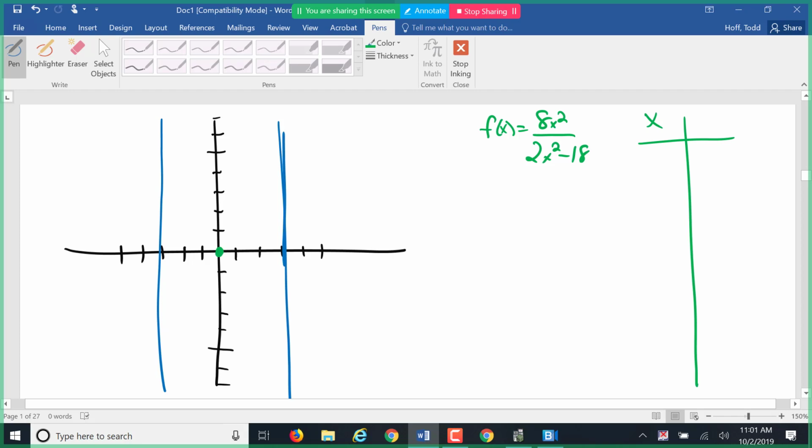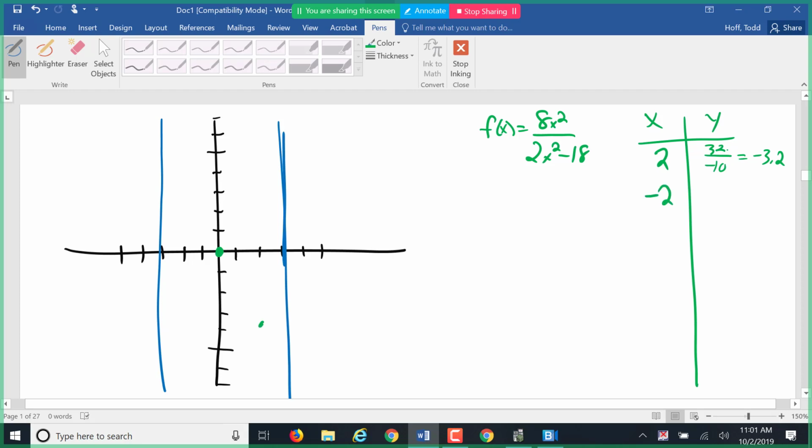Let's see what happens in the middle here. So we got x equals 0. Let's see what happens at x equals 2. Well, y is going to be 2 squared is 4 times 8 is 32 over 2 squared is 4 times 2 is 8. Well, minus 18 is negative 10. So that's a negative 3.2. So at 2, negative 3.2 is a point like that. Positive 2. Oops, that was positive 2, sorry. Next I want to do negative 2.